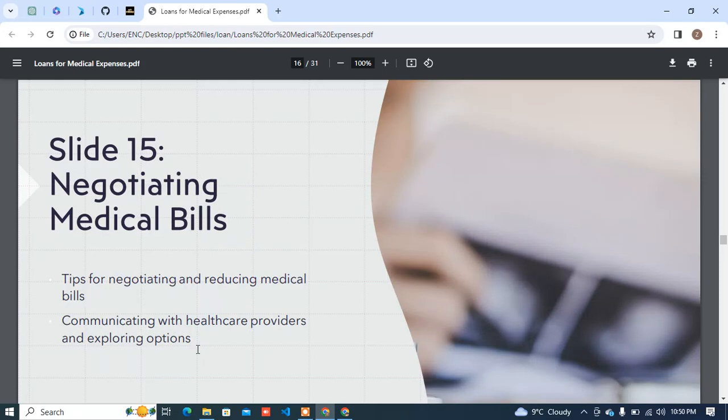Negotiating medical bills. Tips for negotiating and reducing medical bills. Communication with healthcare providers and exploring options. You have to communicate with the healthcare providers and explore the best options for you.